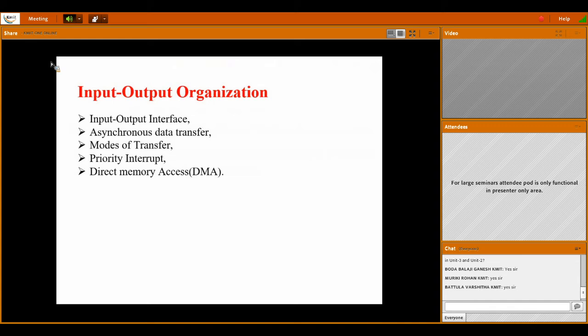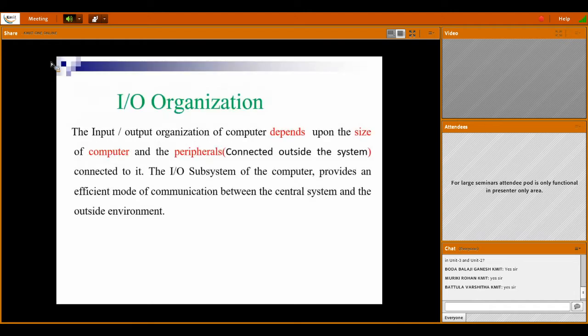First of all, what is IO organization? What is input output organization? Coming to this IO organization, the input output organization of a computer depends upon the size of the computer and the peripherals connected to it. Peripherals here means devices connected outside the system. Okay.